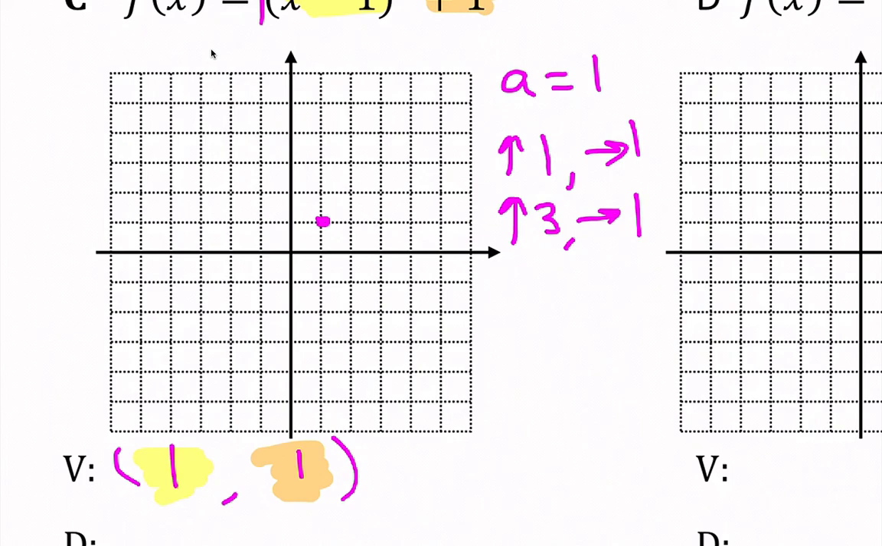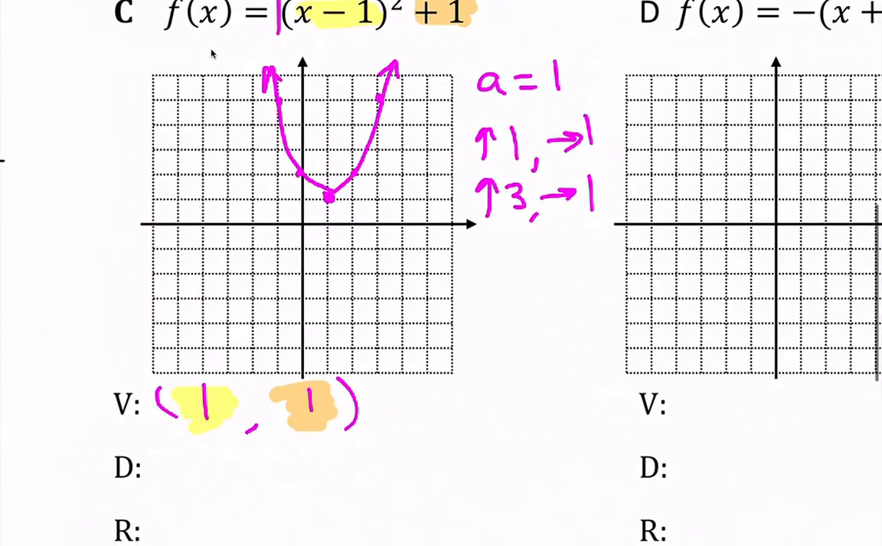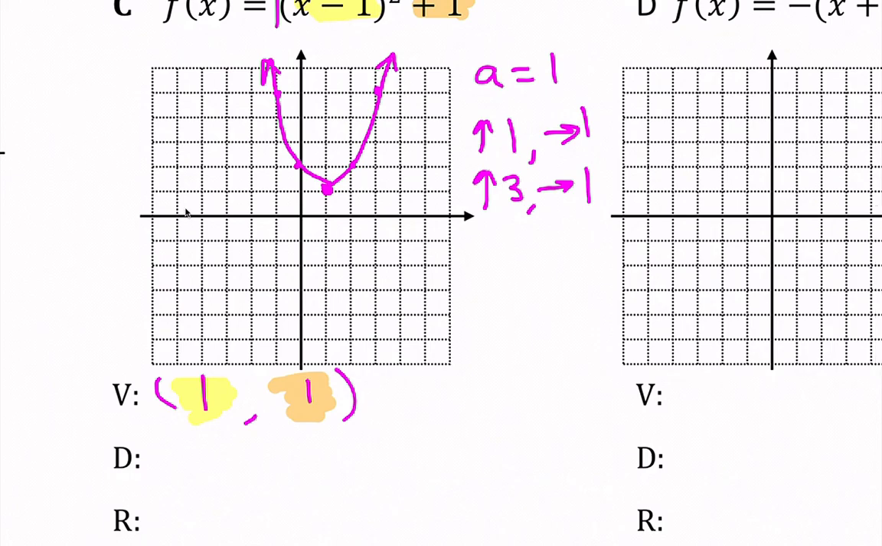And we said we needed to move up 1 over 1, up 3 over 1. Remember to make your parabola symmetric. Okay, domain, x's left and right. I slide to the left, it goes forever. I slide to the right, it goes forever. So my domain is all real numbers.